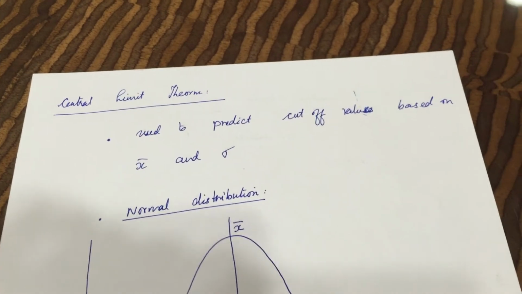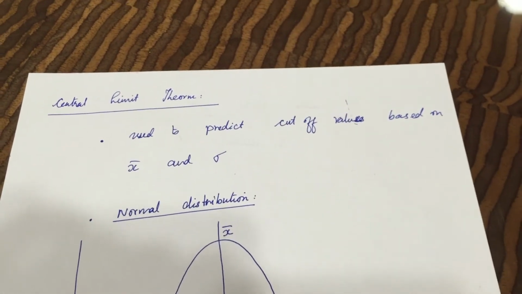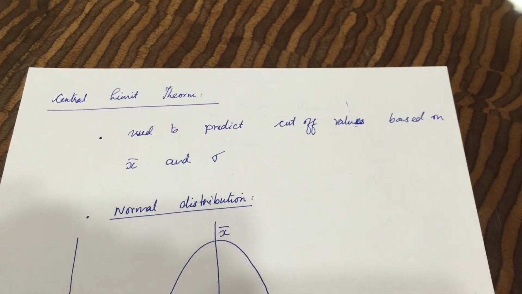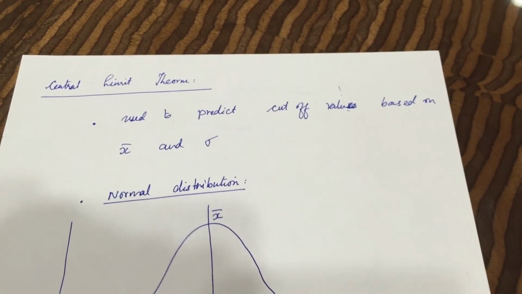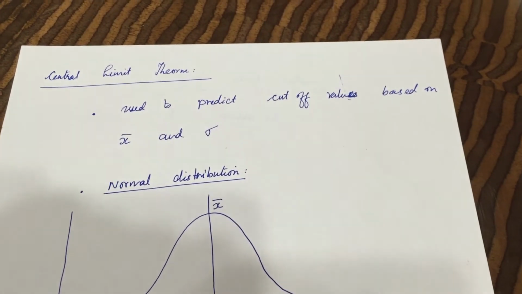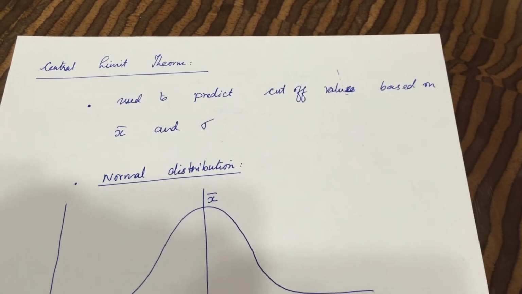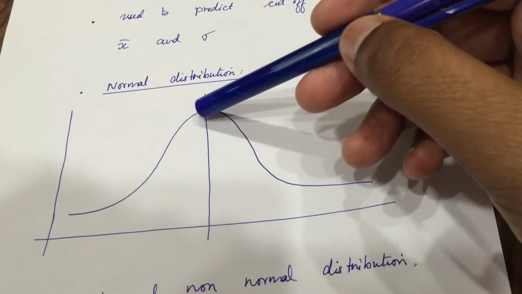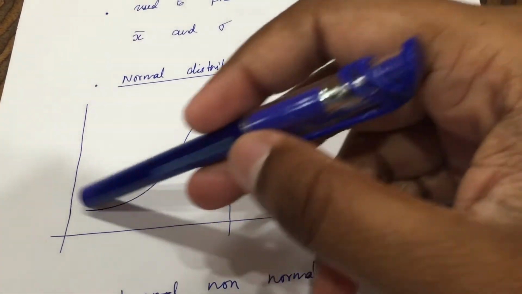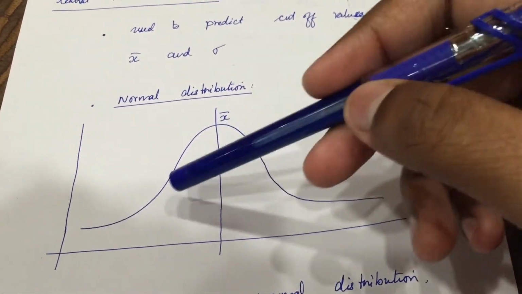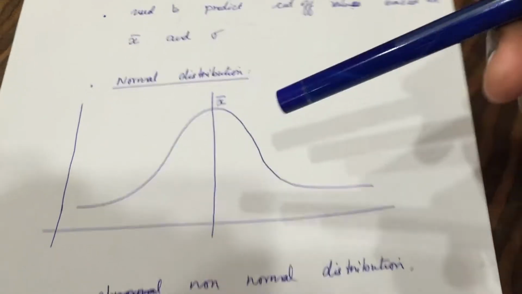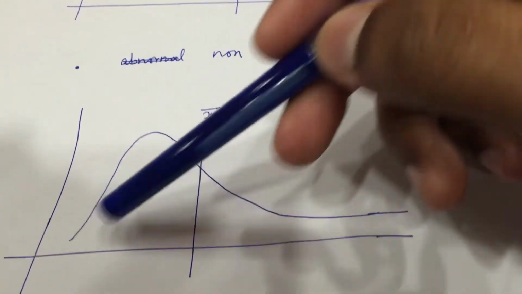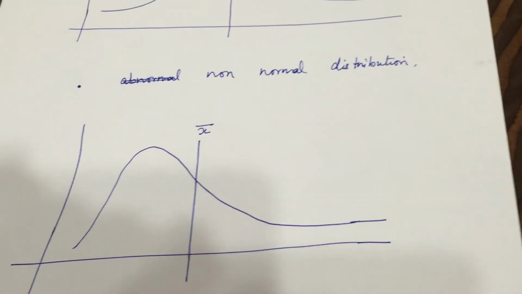Another important statistical concept to be covered when we learn about standard deviation would be the central limit theorem. This is useful to predict cutoff values based on the mean and standard deviation of any group. However, the central limit theorem is only applicable to normal distribution. A normal distribution is a group in which all the values are evenly distributed above and below the mean, meaning there is no outlier in the data. Whereas a non-normal distribution would be such that the data is not symmetrically distributed around the mean.